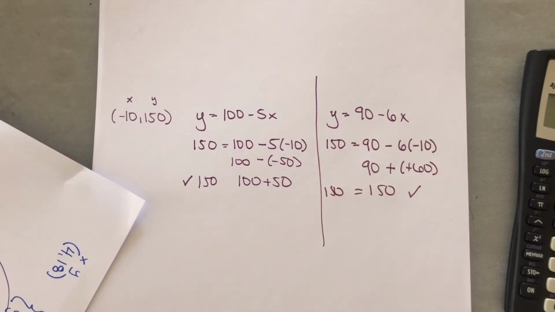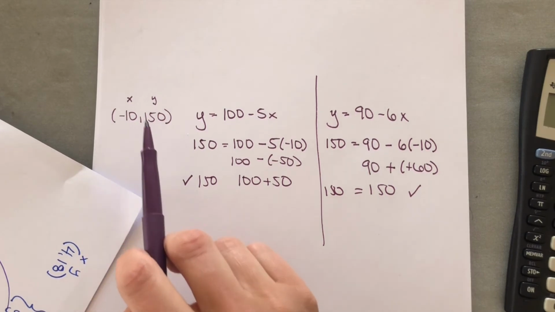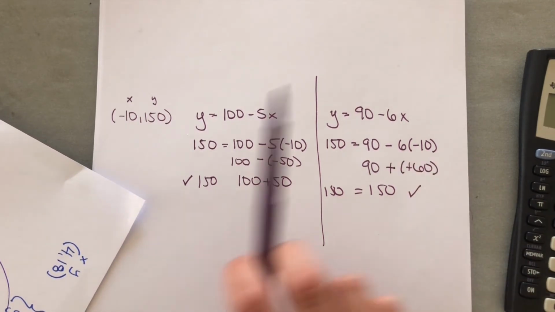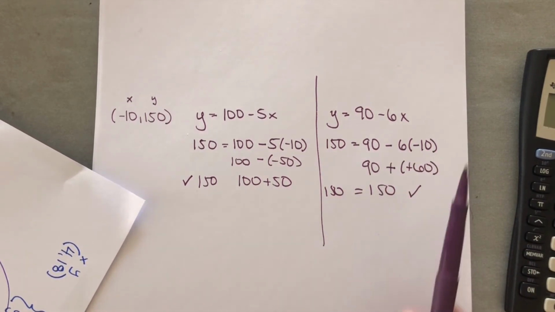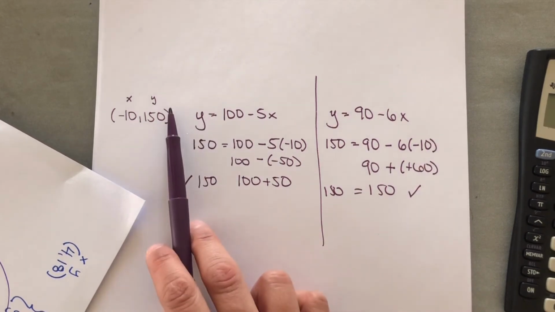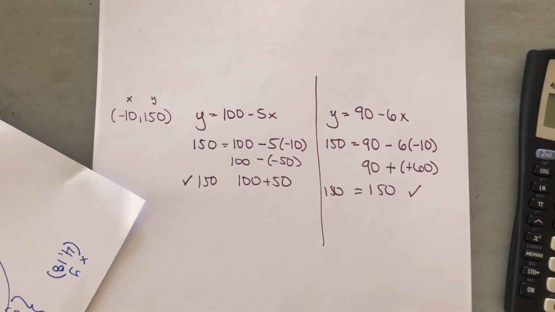So because this point, -10, 150, is a solution to this equation and a solution to that equation, it means both of those lines pass through that point. Therefore, it is the solution to the system.